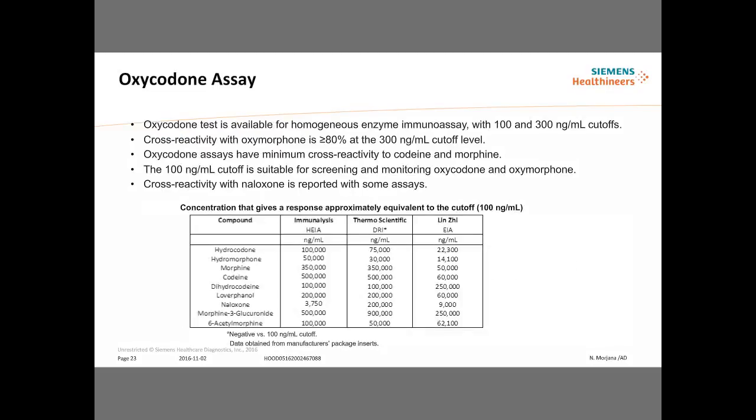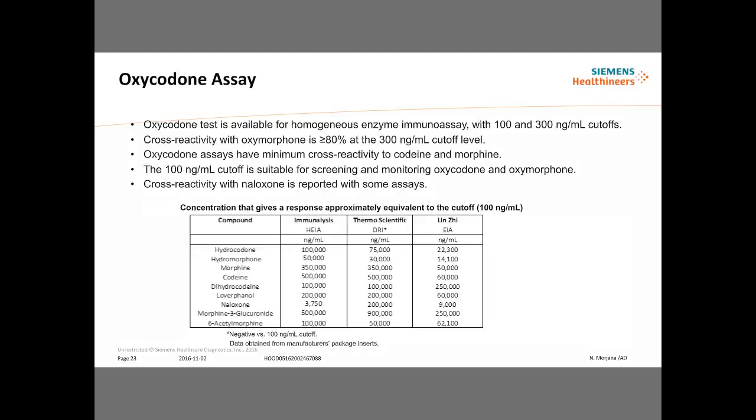Oxycodone assays on the market are offered, as I mentioned, with 300 and 100 cutoffs. Cross-reactivity to oxymorphone should be equal to or greater than 80%, and most of the assays meet that. Oxycodone assays have minimum cross-reactivity to codeine and morphine, as published in the package inserts of those assays. The 100 cutoff may be suitable for screening and monitoring oxycodone and oxymorphone.